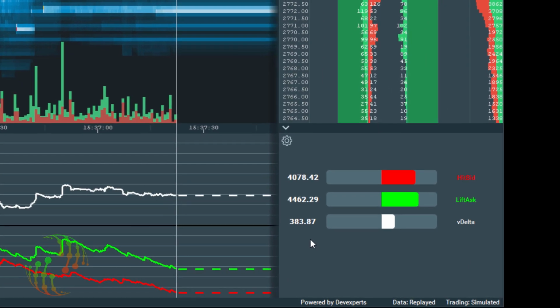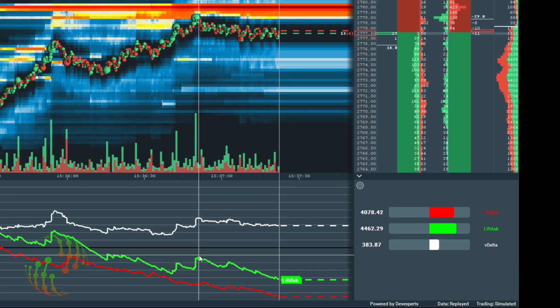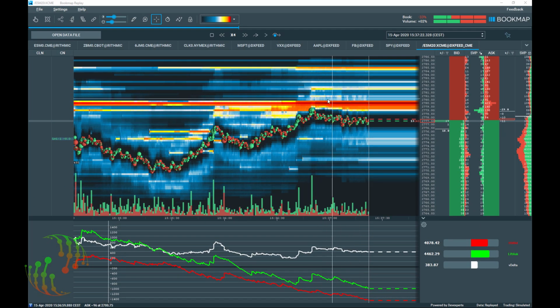You see also when you look at the widget part here, that lift the ask leads the number. That means we have 4,462 versus 4,078. That means the sellers are still dominating the game here at around 9:37 a.m. Eastern Time. Now the price is approaching a high liquidity area, about 2780, and let's see what happens then.